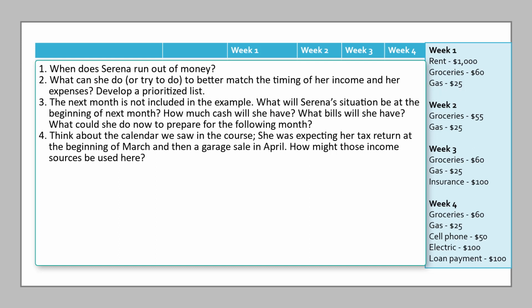And finally, think about the calendar we saw in the course. She's expecting a tax return at the beginning of March and then a garage sale in April. How might those income sources be used here? You can enter your thoughts to these questions in the areas below the video.